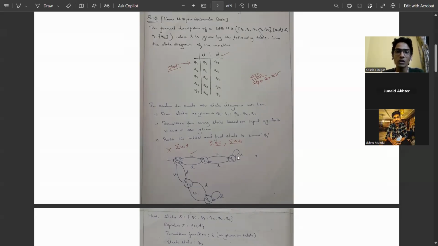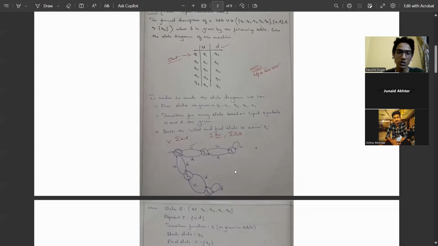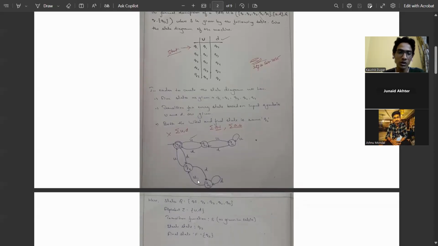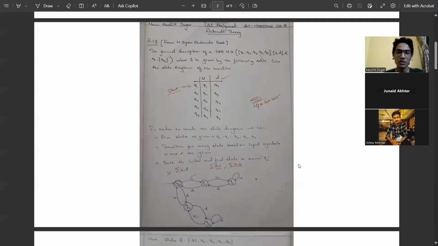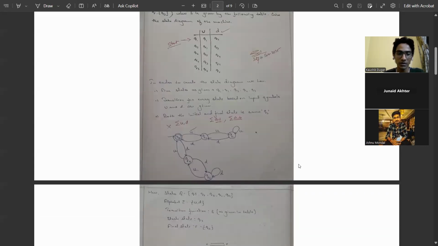Now for Q1, when the input is U, we see that there is no transition and it stays in its own state Q1. So we loop it back to Q1. Similarly for Q4 and Q5, on applying the input U and D, we get the corresponding transitions, that is Q3 and Q4 respectively. So thus we get the given deterministic finite automata.